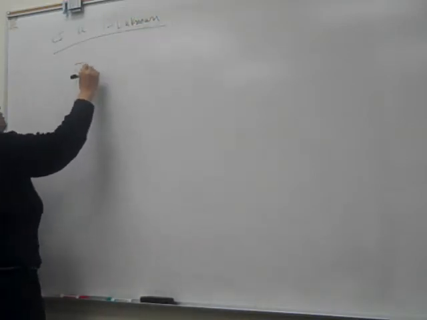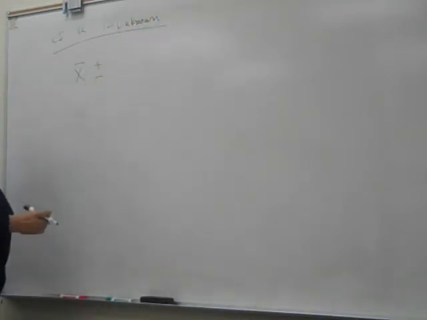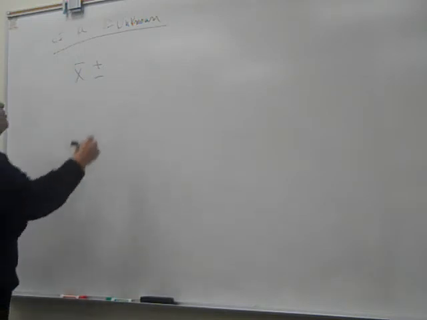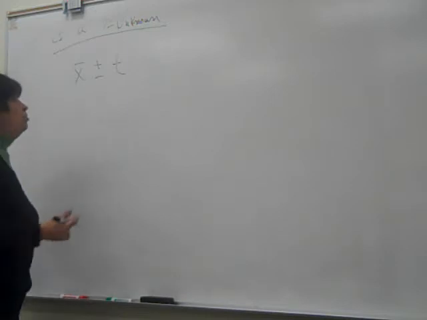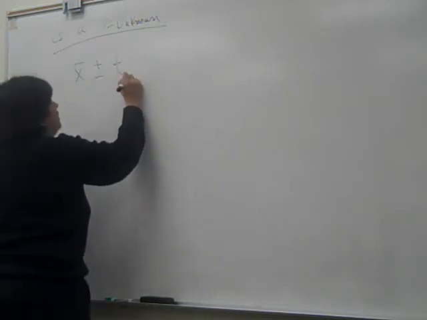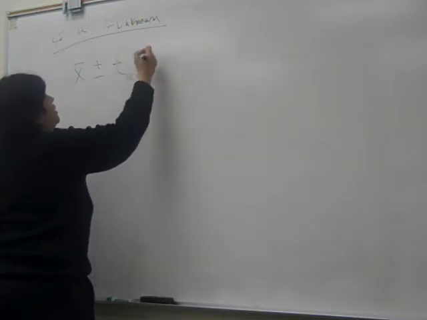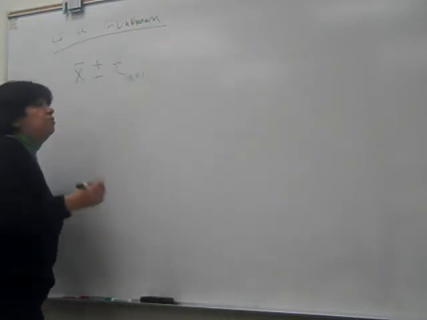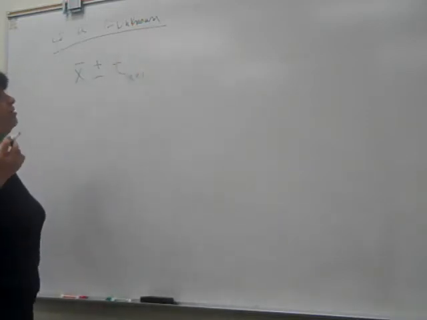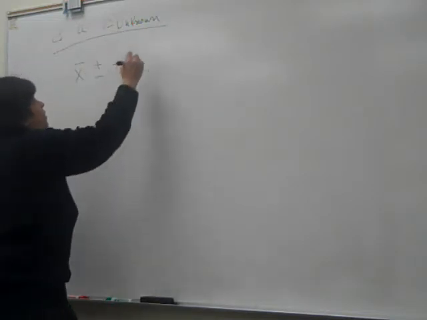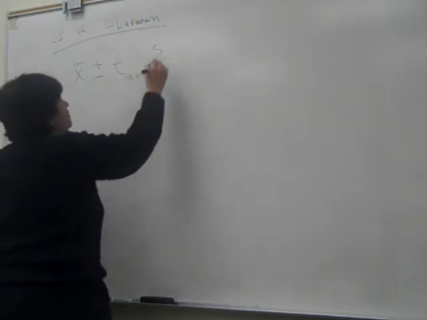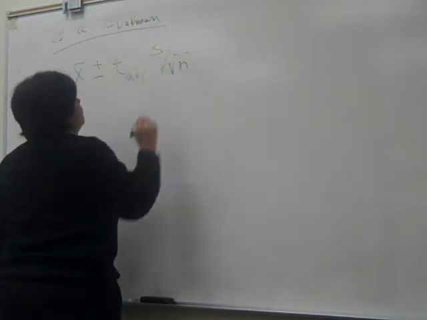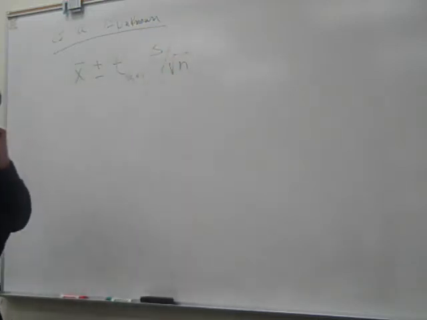is x bar plus or minus, instead of using the standard normal distribution, we are going to use another distribution called t distribution of alpha divided by 2 with n minus 1 degrees of freedom times what? Instead of using sigma, because we don't know what is sigma, we are going to use the standard deviation of the sample divided by the square root of the sample size.